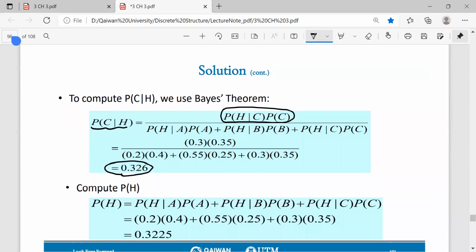It's only the denominator in the Bayes theorem. Probability of H is only the denominator in the Bayes theorem. So this denominator, this one, is probability of H.